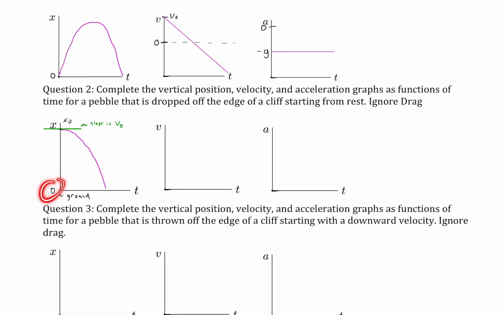Okay. The 0 point represents the ground. What's the velocity going to look like? Well, it's going to look similar. It's going to be linearly decreasing, but instead of starting at v naught, it's going to start at 0. Okay, and it's just going to go down.